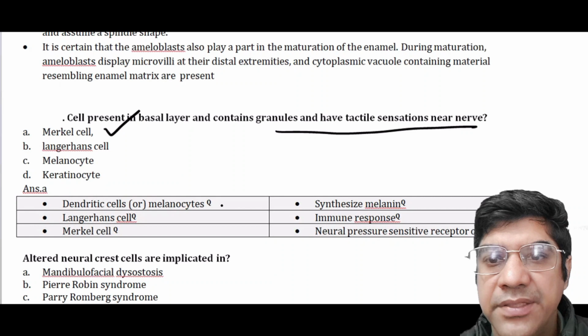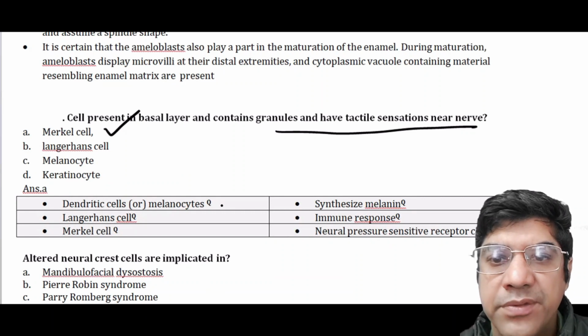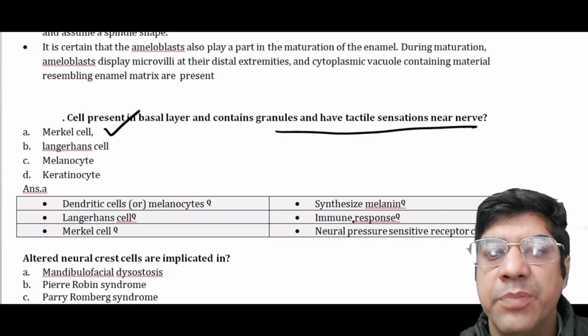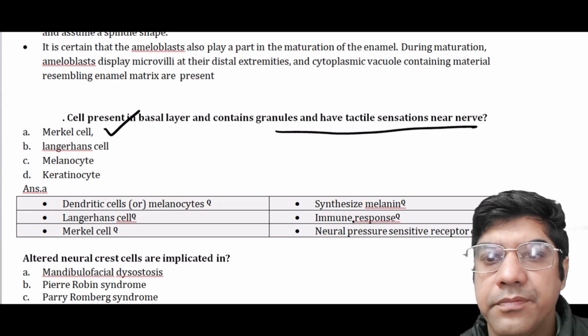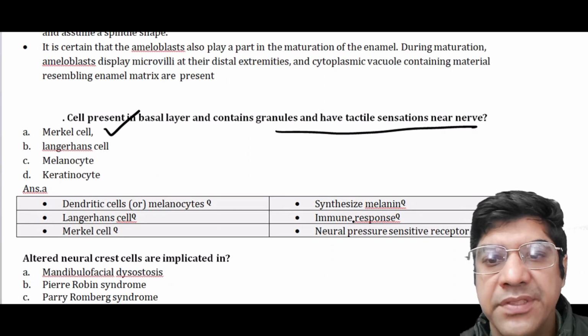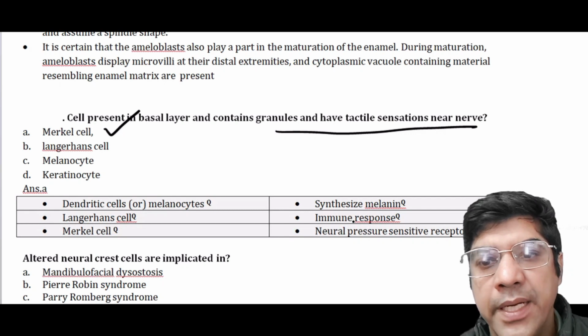The Langerhans cells are dendritic cells that play a role in immune response. They capture the antigen and present them to the T cells and hence initiate an immune response. Melanocytes are required for synthesis of melanin. Melanin is a pigment that provides color to skin, hair, and eyes.